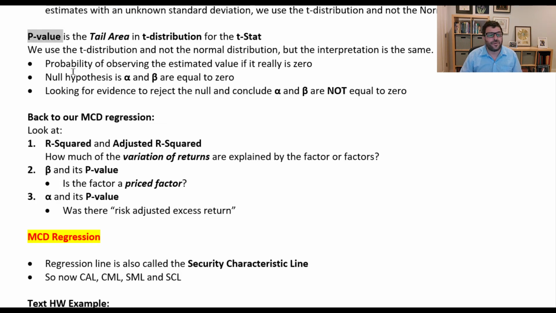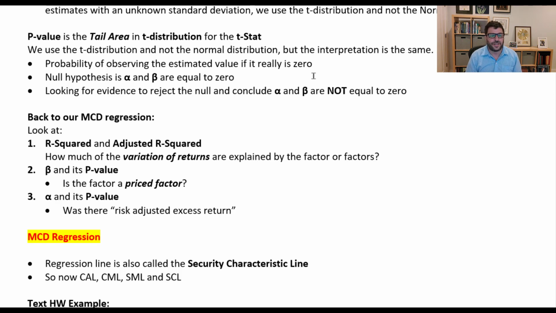So if I get a p-value of 0.05, then there is a 5% chance of observing the value that I estimated if it really is zero. I can be 95% confident that this thing isn't zero. But if I get a p-value of 0.3 or 30%, then there's a 30% probability that the estimated value is really zero. I'm only 70% confident, and that's not going to be enough. For the purposes of this class, we will arbitrarily and consistently look for 95% confidence. That's just going to be an arbitrary but consistent number. We'll always have that be a cutoff.